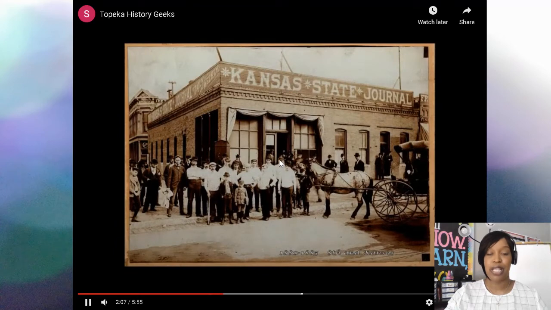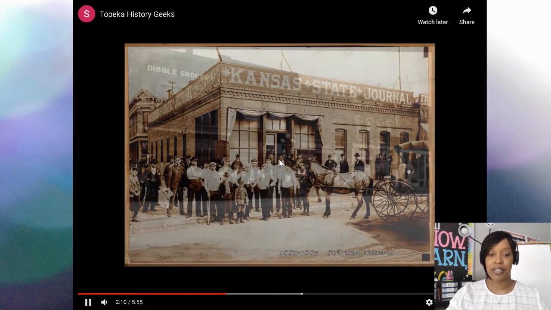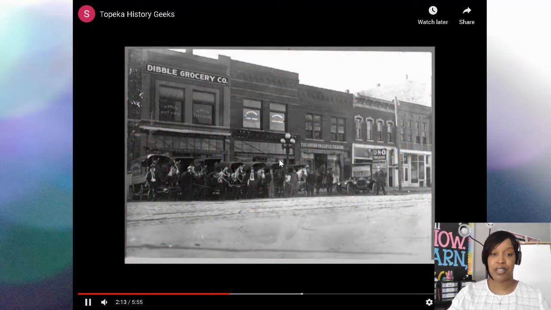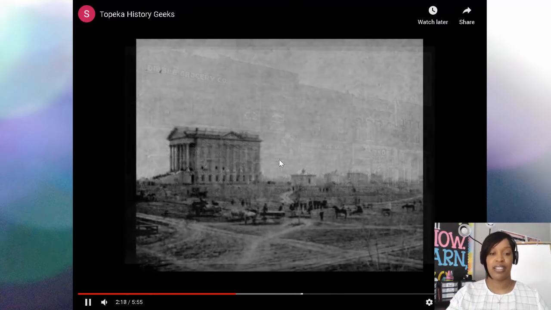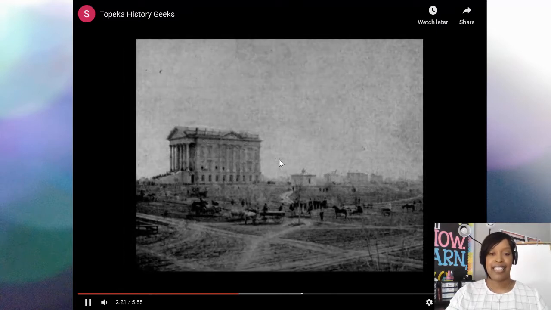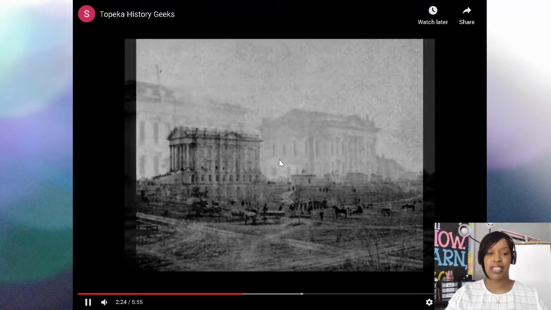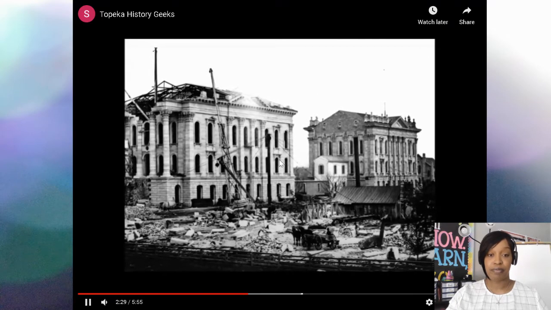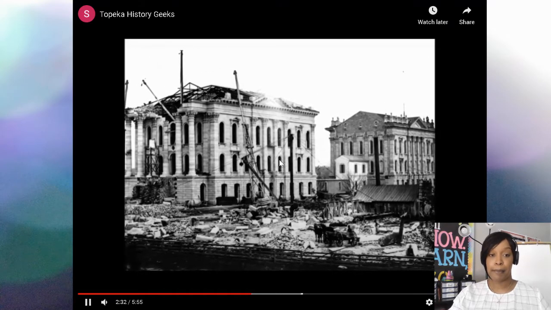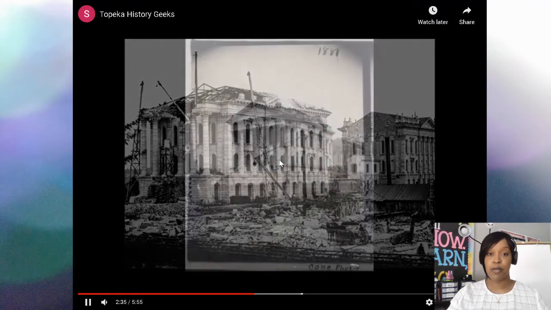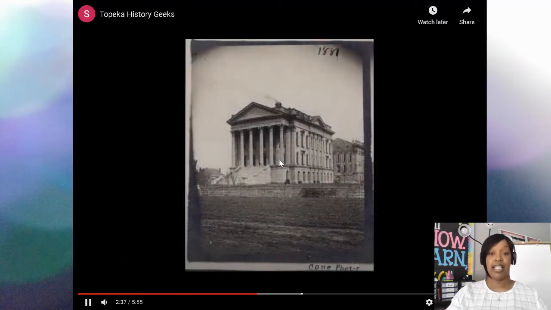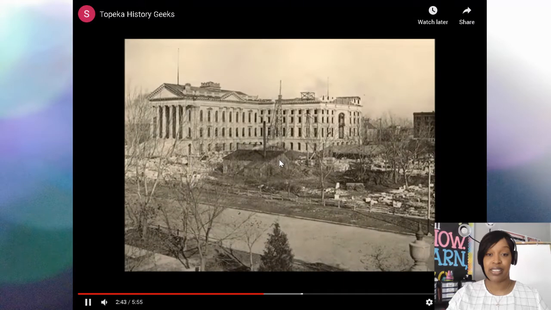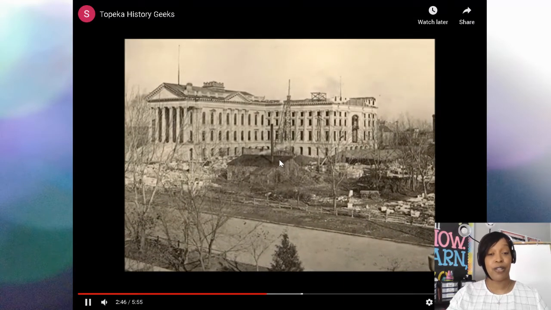Kansas State Journal. That sounds like where they wrote newspapers. Grocery. I see a theater. Looks like they're building something and adding on to it. I wonder what building this is. Well, this photo was taken in 1881. Still adding on to it.